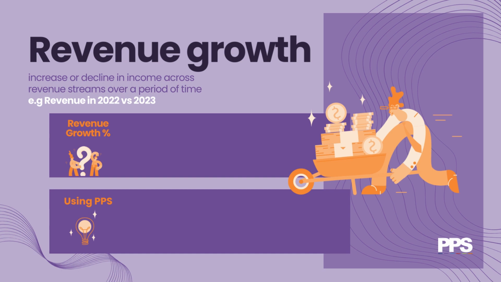Looking at those two data sets side by side would show me whether we've had any growth in revenue for those defined periods of time. And I have also included a formula on the screen here that enables you to calculate the revenue growth as a percentage. And when looking at those results, a positive percentage would indicate revenue growth, while a negative percentage suggests a decline in revenue.